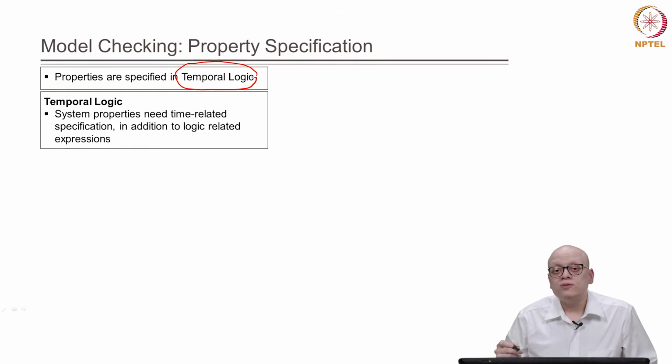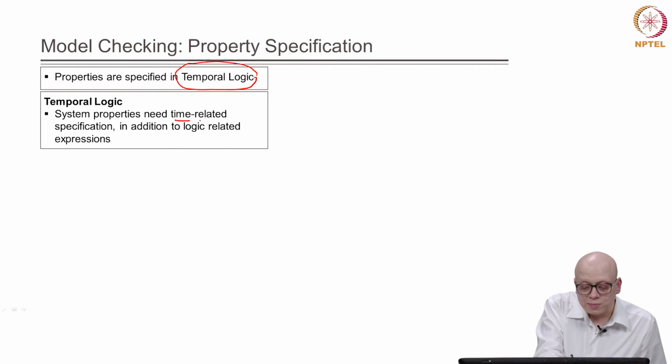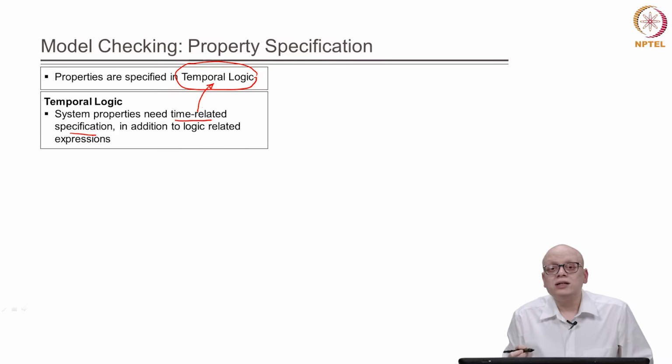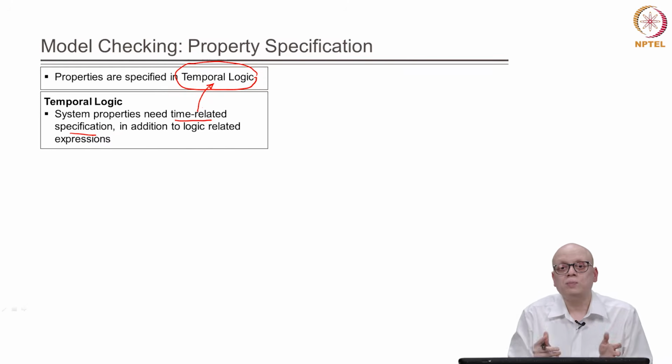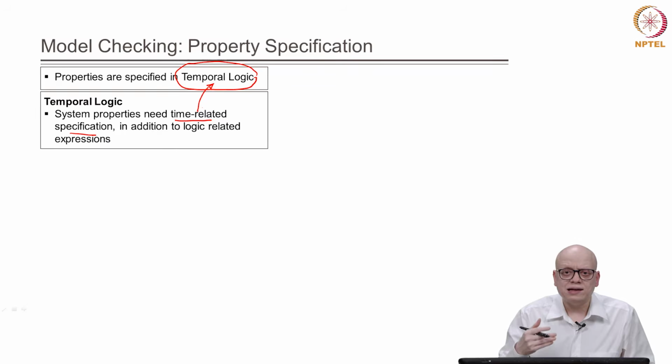Why do we want to specify property in terms of temporal logic? Because system properties need time related specification, that is why it is temporal, in addition to logic related expression, for example, and, or, and Boolean expressions and those kind of things. So, we need both kinds of specific definitions to be allowed to exist in the properties that we want to specify. So, let us see a few examples, then it will become more clear.